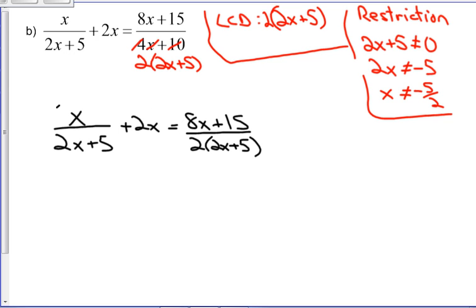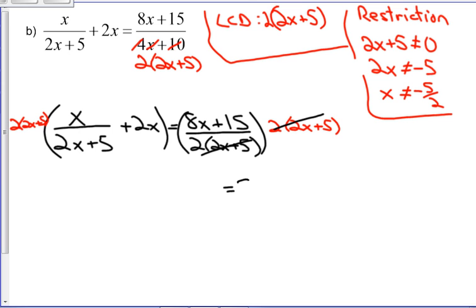Now we're going to multiply both sides by the lowest common denominator, which in this case happens to be the denominator of the right-hand side. Okay, on the right-hand side, things are going to be really easy. These divide out, we get 8x plus 15.